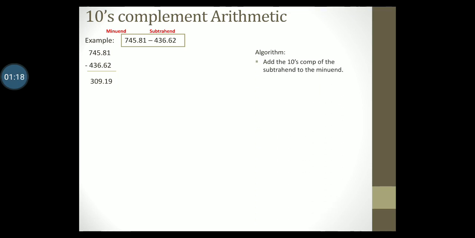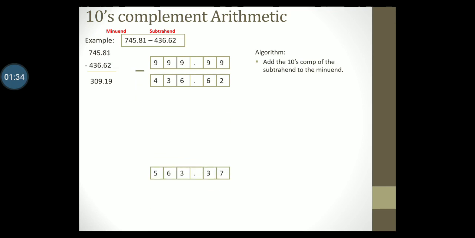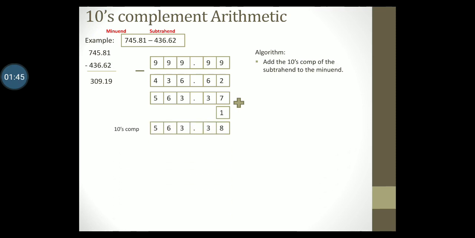The first step tells us to find the tens complement of the subtrahend and add it to the minuend. The subtrahend is 436.62. Find its nines complement by subtracting each digit from 9. We get the answer as 563.37. Now add 1 to the LSD to get the tens complement as 563.38. The first step of the algorithm also tells us to add this number to the minuend, which is 745.81.